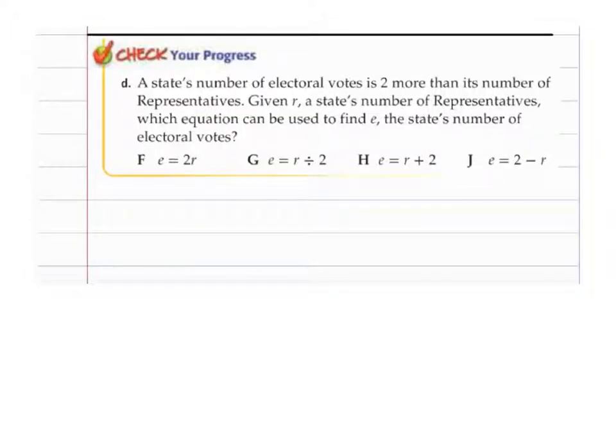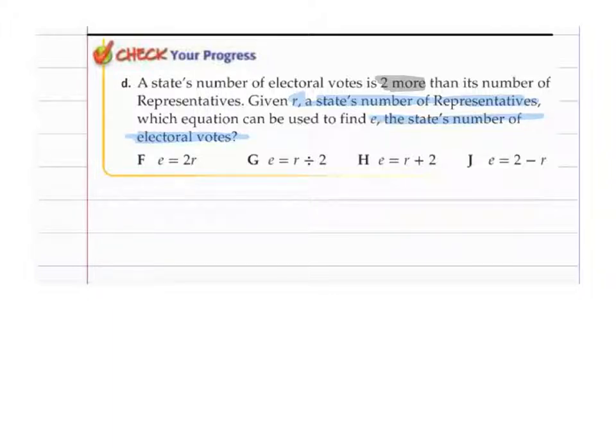Okay, we got another one here. A state's number of electoral votes is 2 more than its number of representatives. Given R, that's a variable, a state's number of representatives, which equation can be used to find E, another variable, the state's number of electoral votes? So I highlighted all the important information as we read it.